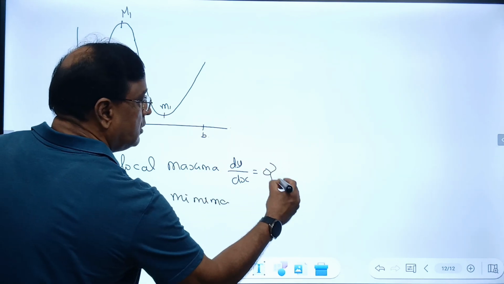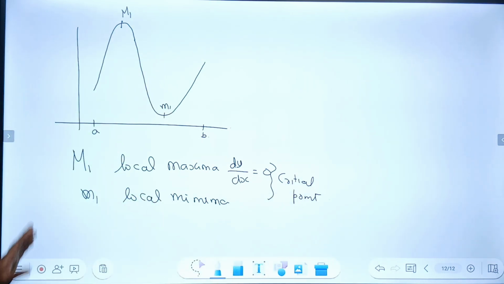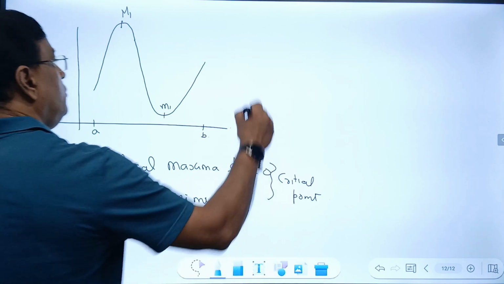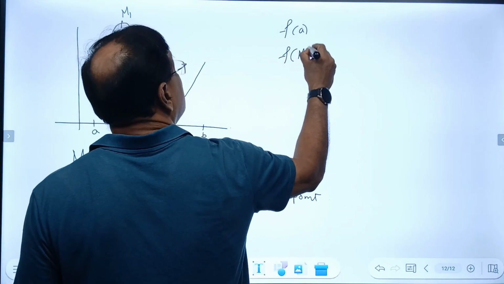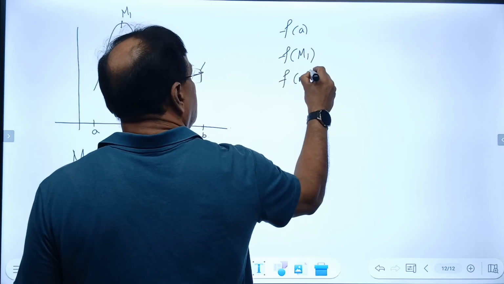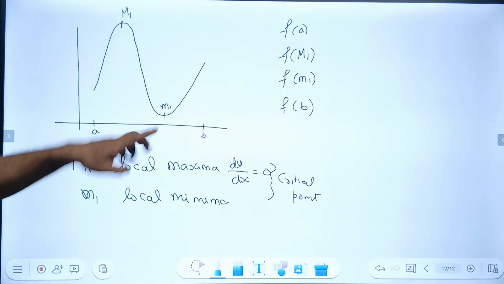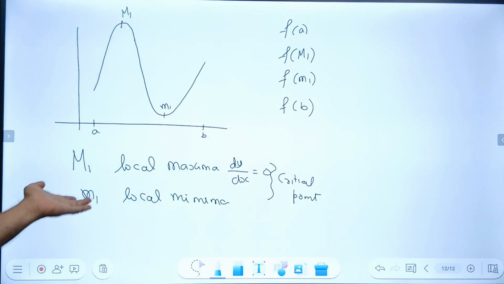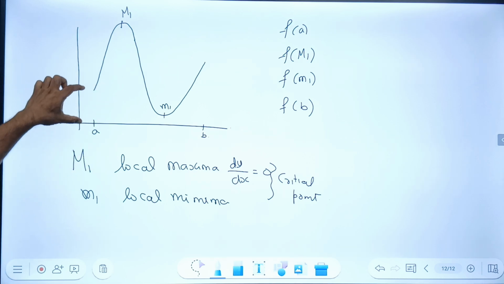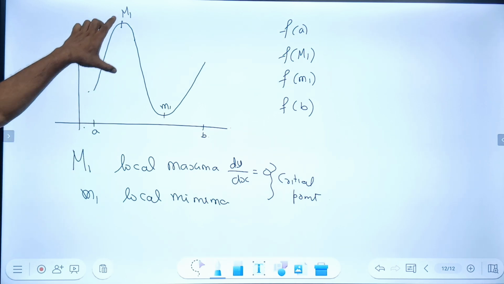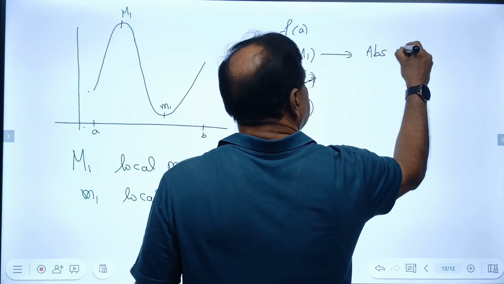And they are also called what? Critical points. They are also called critical points, correct? Now, what you do, you find f of a, then you find f of m1, then you find f of b. In all this, which is having the highest y value? Definitely it is not f of a, it is f of m1. So in this case, this will be your absolute maximum.